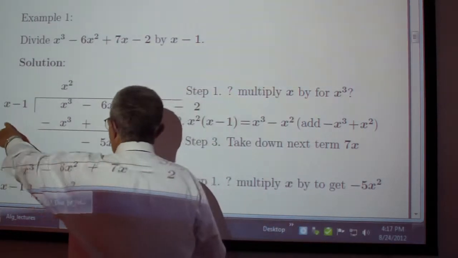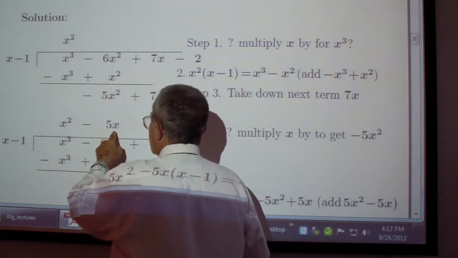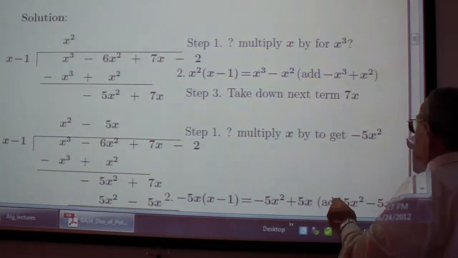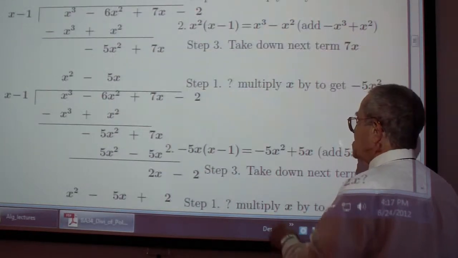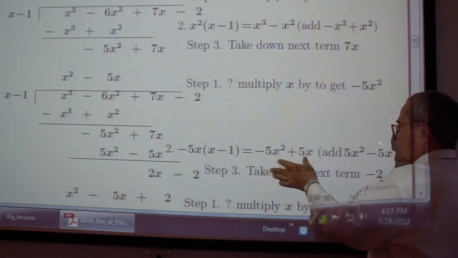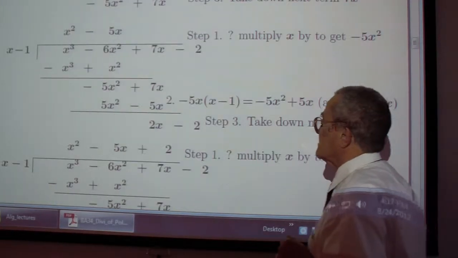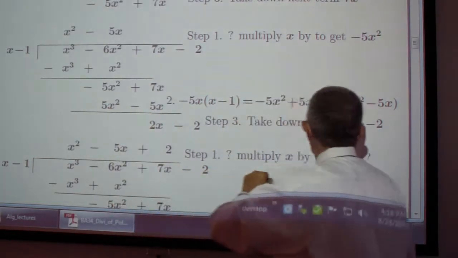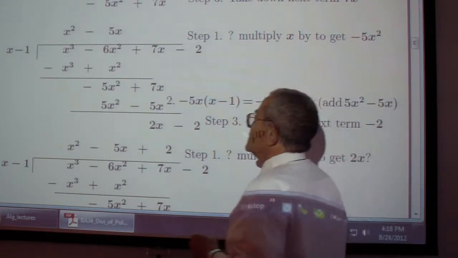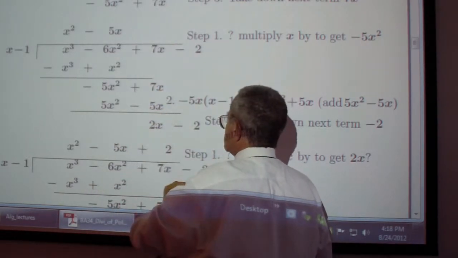What do I multiply x by to get negative 5x squared? Answer, negative 5x. Distribute negative 5x multiplied by x minus 1. You get negative 5x squared plus 5x. Change the signs and add. That's my way of subtracting. So we get 5x squared minus 5x, which I'm adding. The object was to get rid of the x cubes, get rid of the x squares. Now I'm left with 2x.